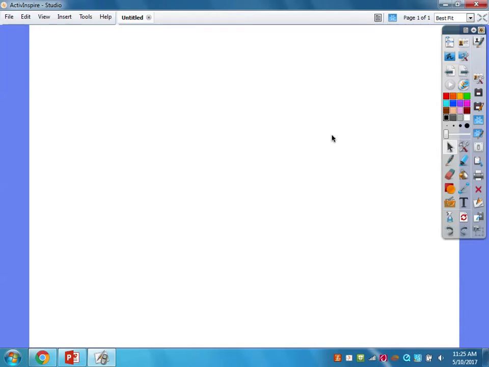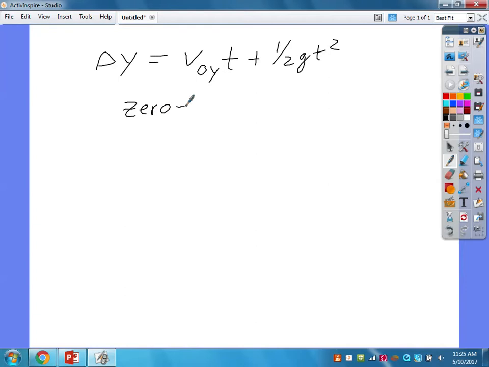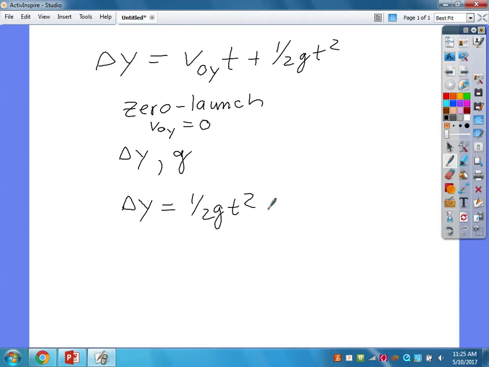I'll start off with some equation manipulation. If we have this equation, delta y equals v naught y t plus 1/2 g t squared. Really quick, for zero launch problems, where v naught y is equal to 0, and we have delta y and we have g, but we know v naught y is 0. They might say, what does time equal? All they would do is delta y equals 1/2 g t squared, because v naught y is equal to 0, that gets canceled out.